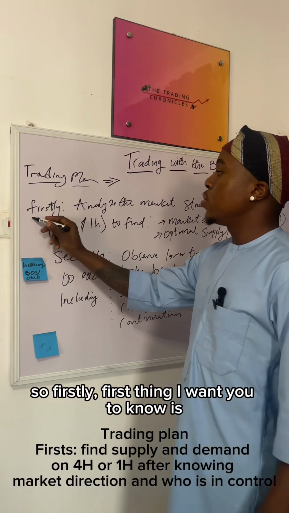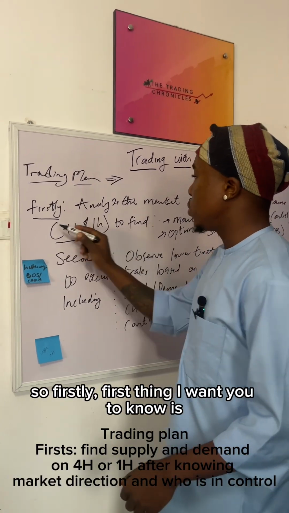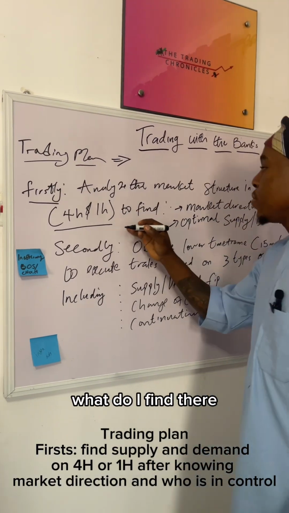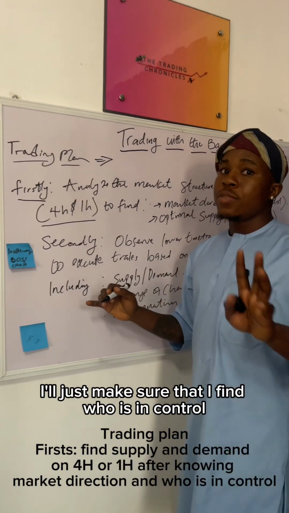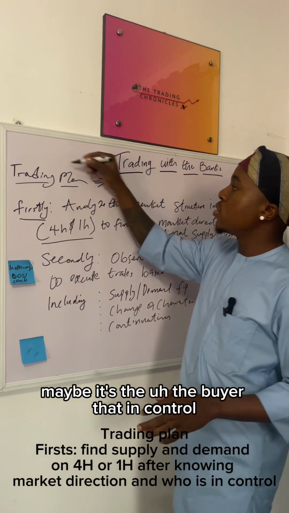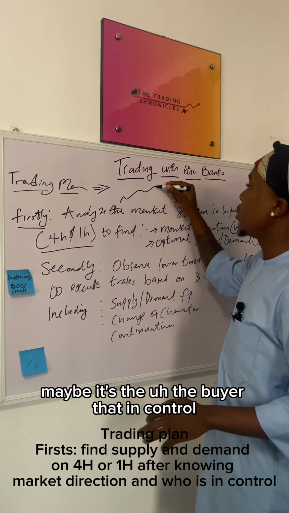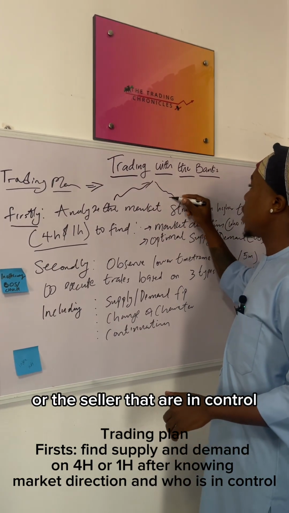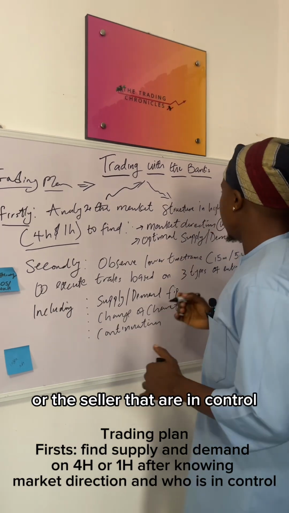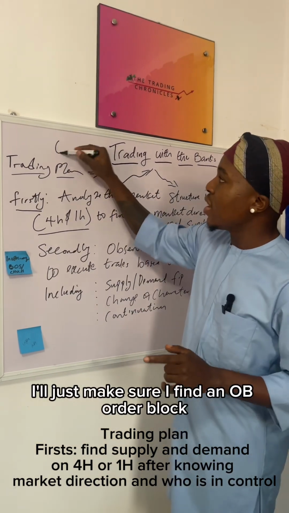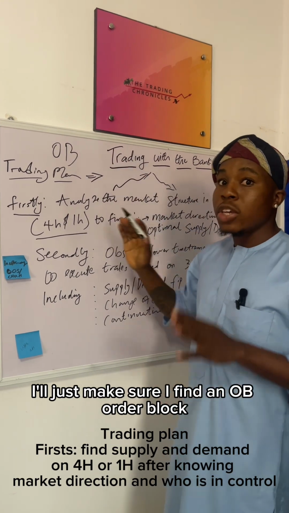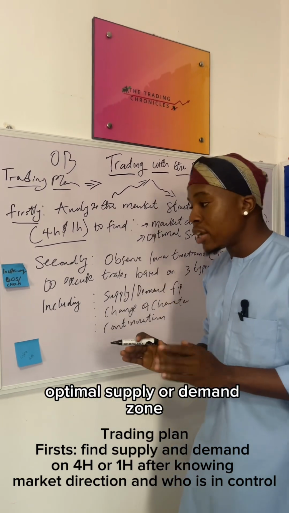So first thing I want you to know is the 4 hour and 1 hour. What do I find there? Market direction. Who is in control? I'll just make sure that I find who is in control. Maybe it's the buyers that are in control, or the sellers that are in control. After that, I'll make sure I find an OB, an order block, an optimal supply or demand zone.